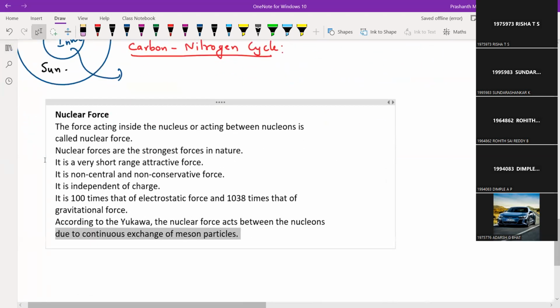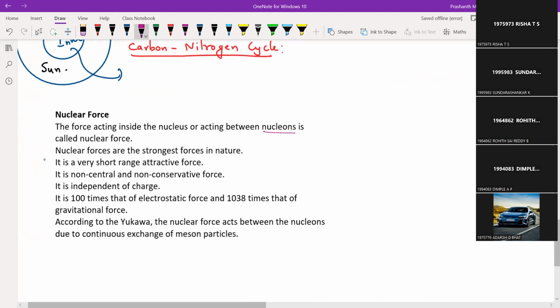Nuclear force acts between the nucleons, right? Nuclear forces are the strongest force in nature. Very short range, that is the range is only one Fermi. It is around 1 to 1.5 Fermi only that it will exist. It is a non-central force. That means it doesn't act between the centers.